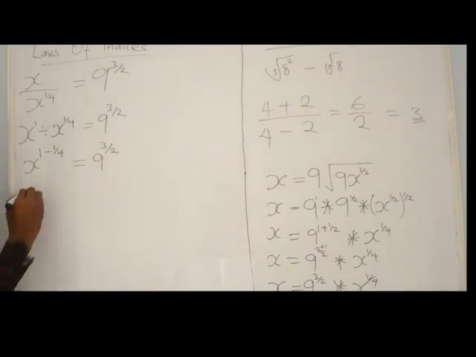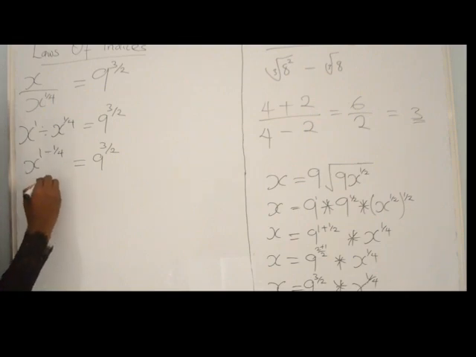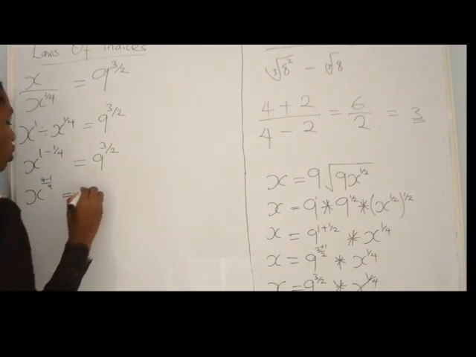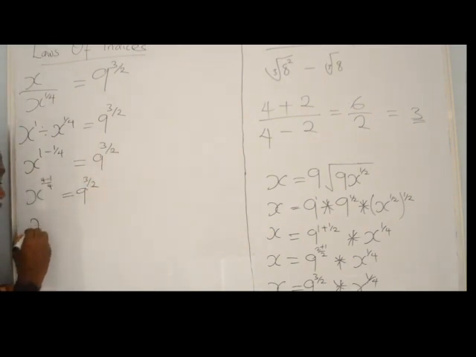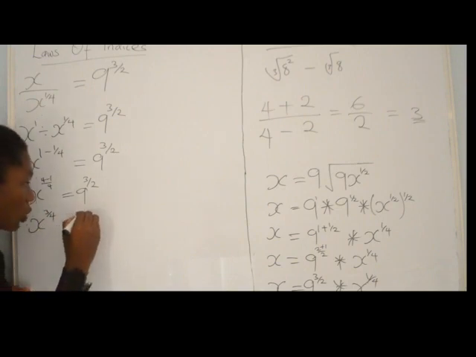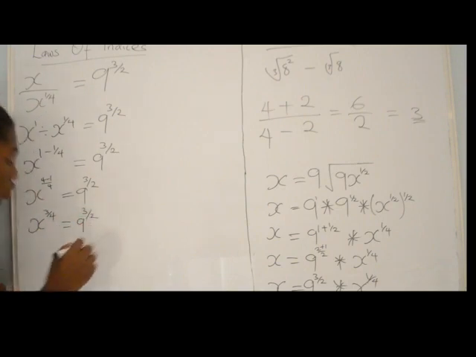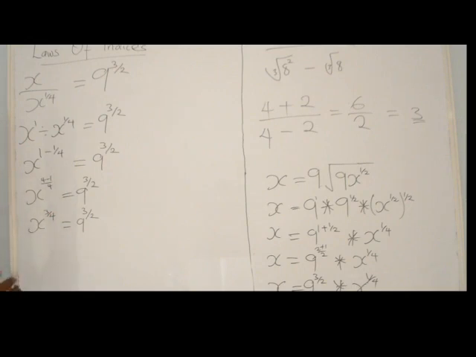Now let's work on that. The denominator will be 4, this will be 4 minus 1, equal to 9 raised to power 3 over 2. 4 minus 1 will be giving us x raised to power 3 over 4 equal to 9 raised to power 3 over 2. Now, in order for us to get x, like I said, this fraction simply means that our numerator is going to be the power, and our denominator will be the root.